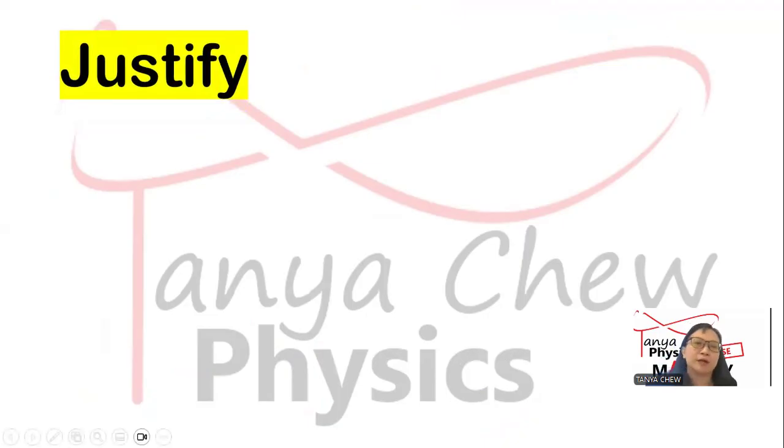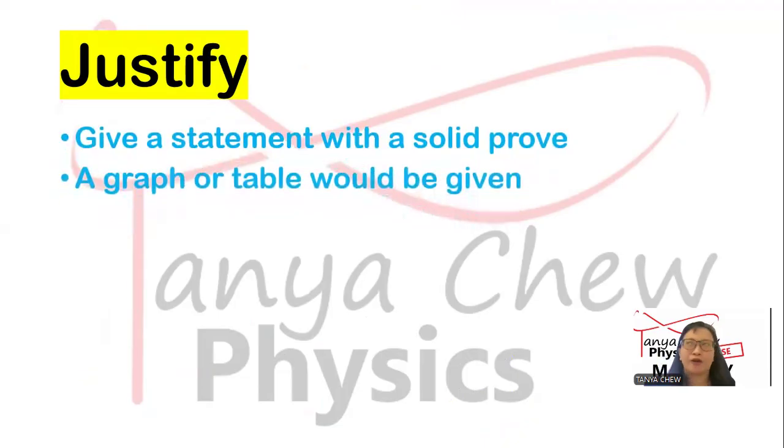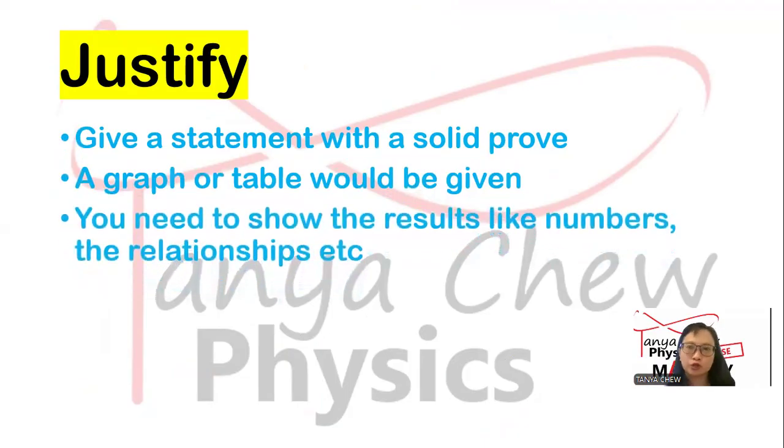Justify your statement. So you have to give a statement with a solid proof. And normally when they ask you to justify something, they will give you a graph or a table. All you need to do is just do a simple calculation to show the results, like numbers or the relationship, whether it is valid or not.